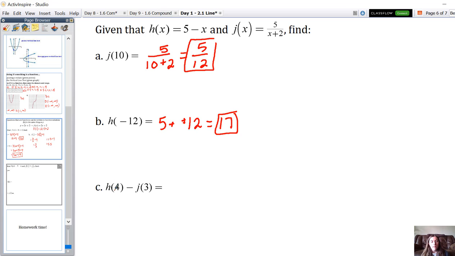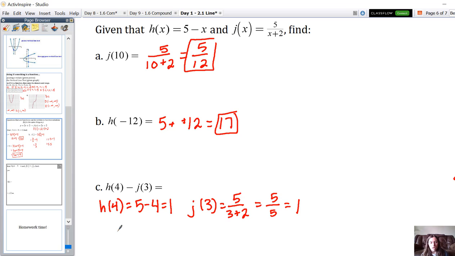Finally, we have h of 4 minus j of 3. So first we're going to find out what h of 4 is, then we'll find out what j of 3 is, and then we'll just subtract those two values. h of 4 would be 5 minus 4, which is 1. j of 3 would be 5 over 3 plus 2. 3 plus 2 is 5, and 5 over 5 is 1. So now h of 4 minus j of 3 would be 1 minus 1, which is 0.